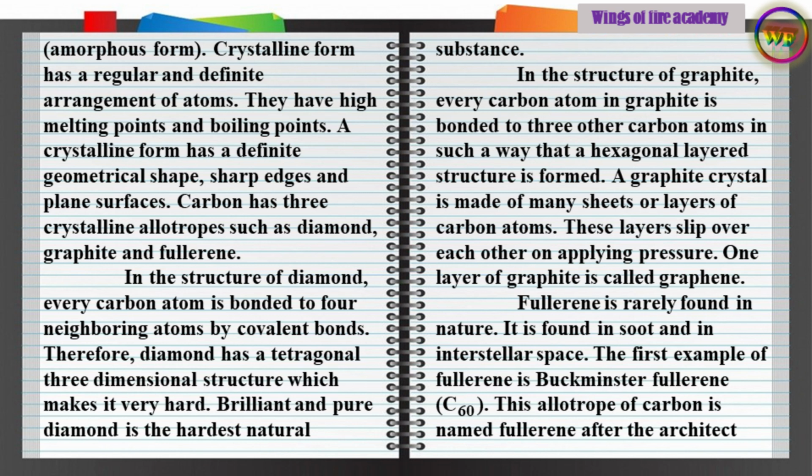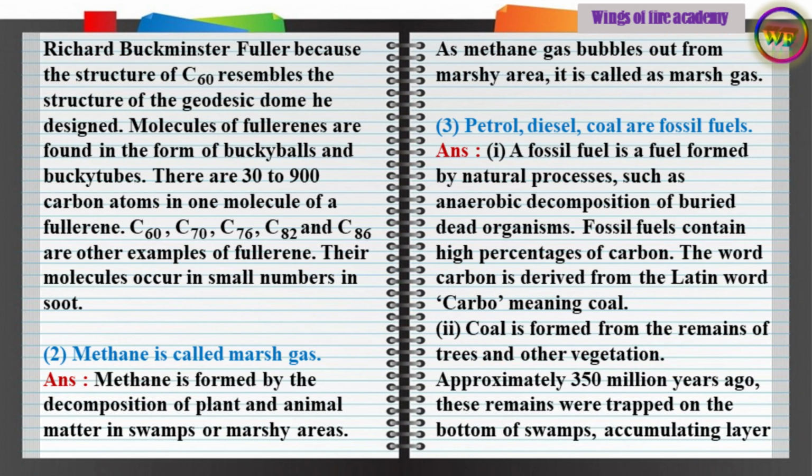Fullerene is rarely found in nature. It is found in soot and in interstellar space. The first example of fullerene is Buckminster fullerene, C60. This allotrope of carbon is named fullerene after the architect Richard Buckminster Fuller, because the structure of C60 resembles the structure of the geodesic dome he designed.